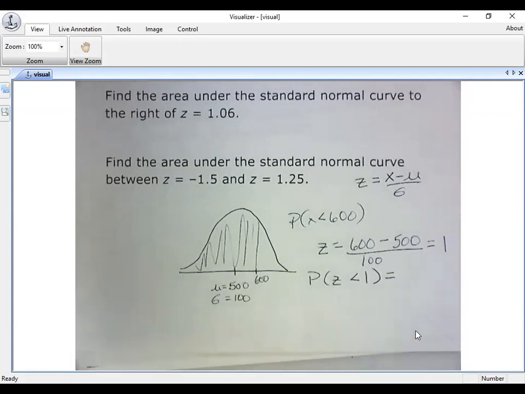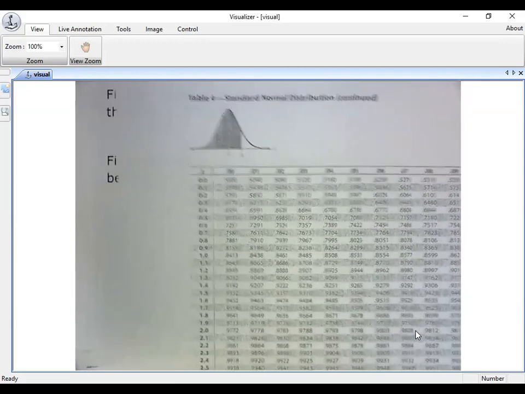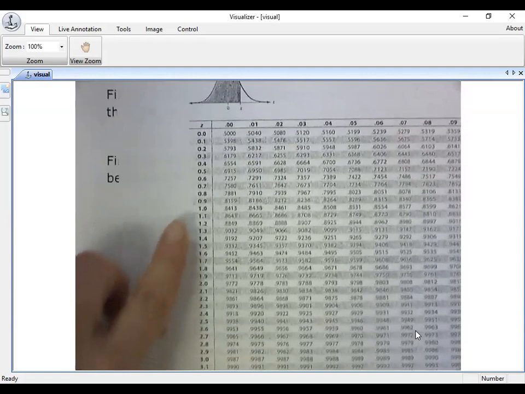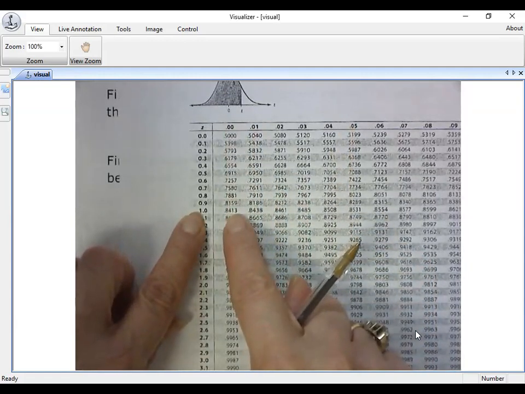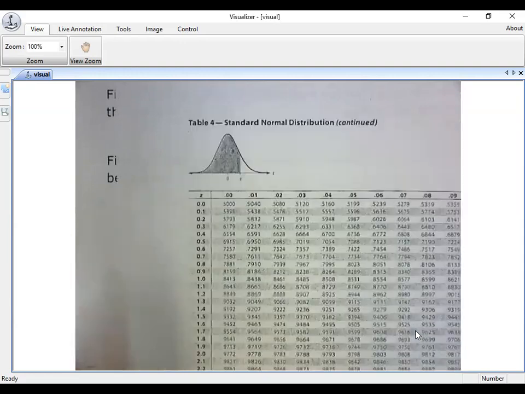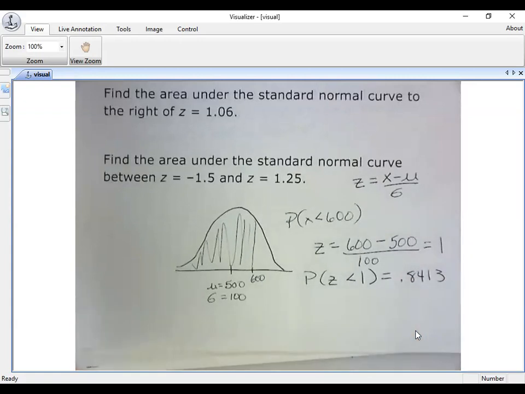Now, if you go to your table and you want to look this up, make sure you're on the positive side. And 1.0 is what? 0.8413. Okay? If I want to use the table, I've got to change it to a z-score.